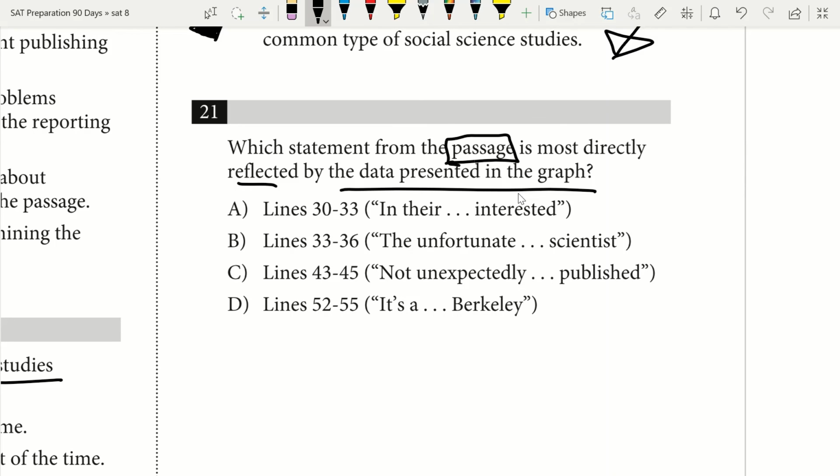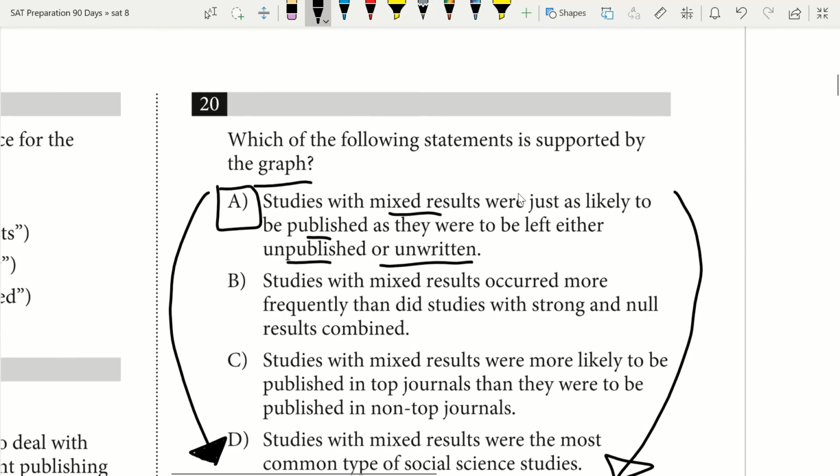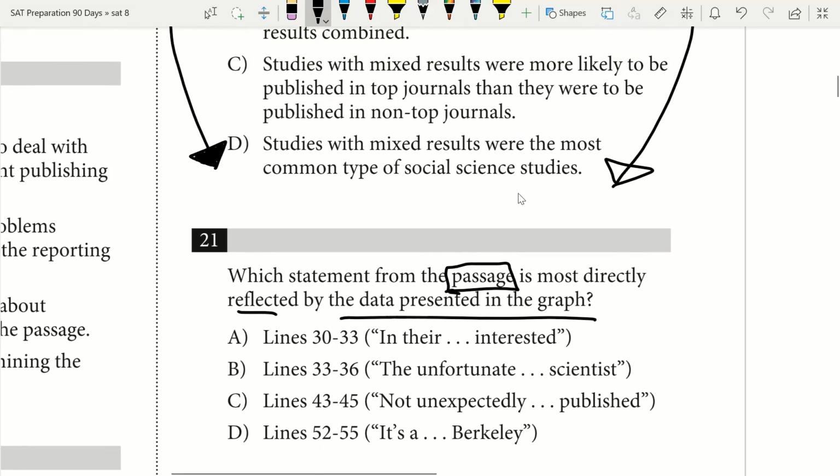And they're also... Yeah, that's pretty much all the summary that you need. I'm not going to bore you with all the details. Okay, so in this case, we're asked which statement from the passage is going to be directly reflected by the data presented in the graph.